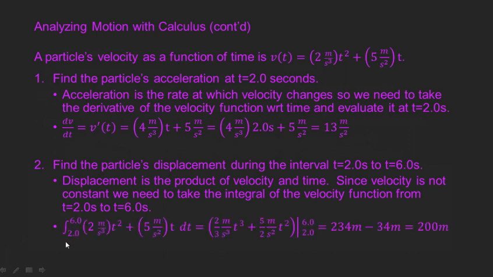And that gives us an integral evaluated from 2 seconds to 6 seconds of 2 meters per second cubed times t squared plus 5 meters per second squared times t dt. We can go ahead and solve this integral, and we're left with 2/3 meters per second cubed times t cubed plus 5/2 meters per second squared times t squared, evaluated at 2 seconds and 6 seconds. And that leaves us with a displacement of 200 meters.